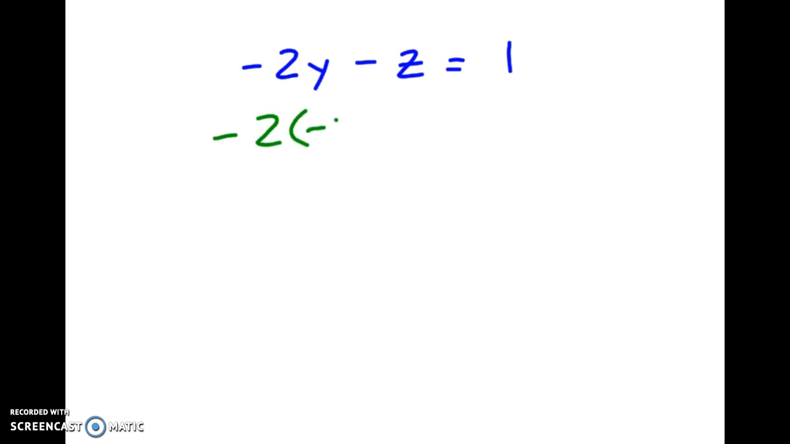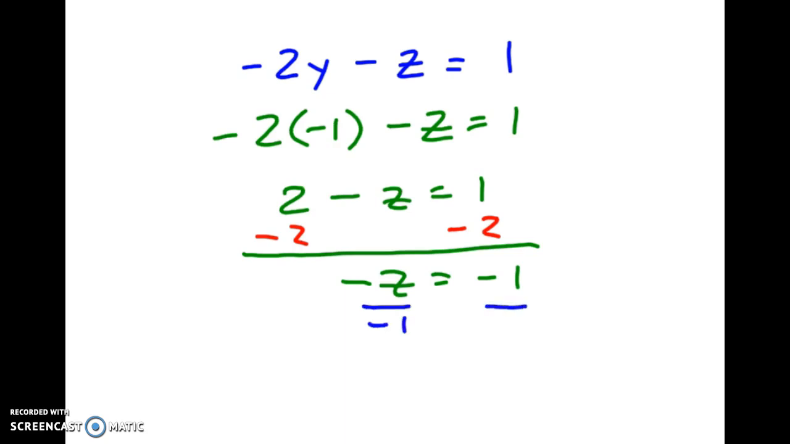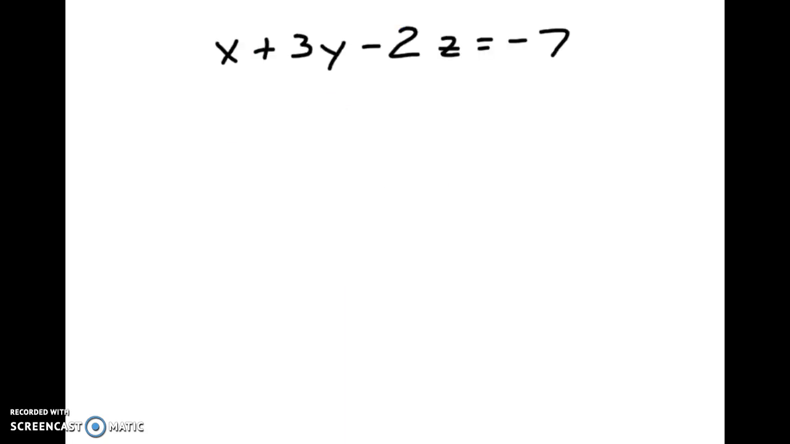So we have the -1 for the y to put in there. So if we do the math, we got +2 minus z equals 1. Subtract 2. -z equals -1. Once we divide to get rid of that negative sign, we see that z is going to be a positive 1. And finally, at this point, we're going to back substitute all the way back into one of the first equations.